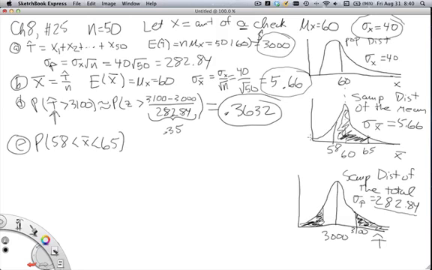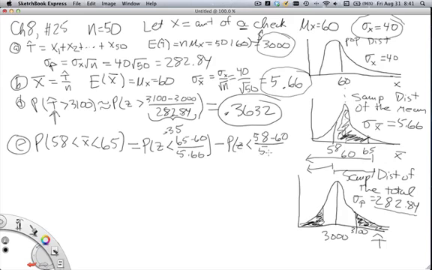So we're going to do the old trick. Remember, normal tables never answer anything but less than questions. So we can find the chance that x bar is less than 65. We can find the chance that x bar is less than 58. What we care about is this area in the middle. So this is going to be the same thing as us having a z less than 65 minus the mean divided by 5.66. Okay, that's that first arrow, minus the probability of us having a z less than 58 minus 60 divided by 5.66. And that's that other arrow. So the difference is going to give us the piece in the middle.